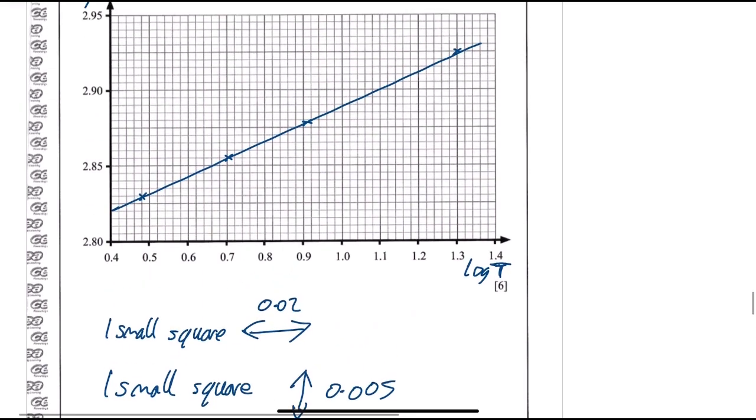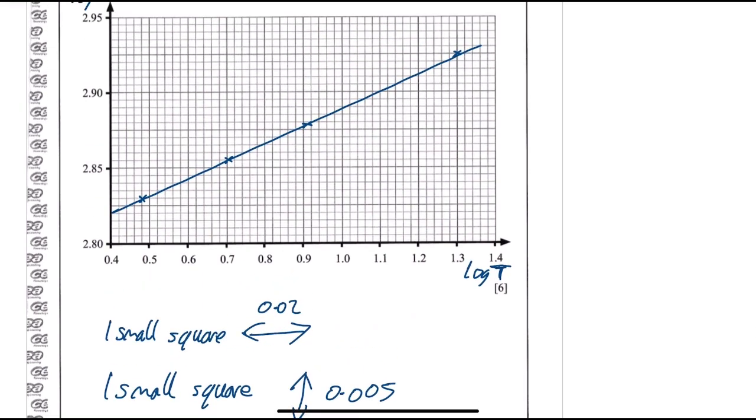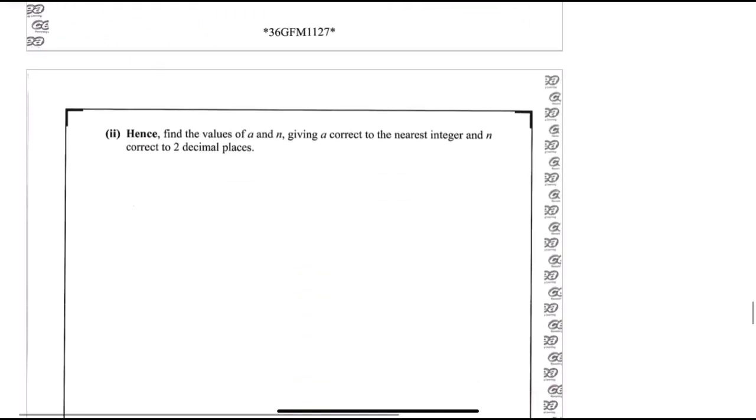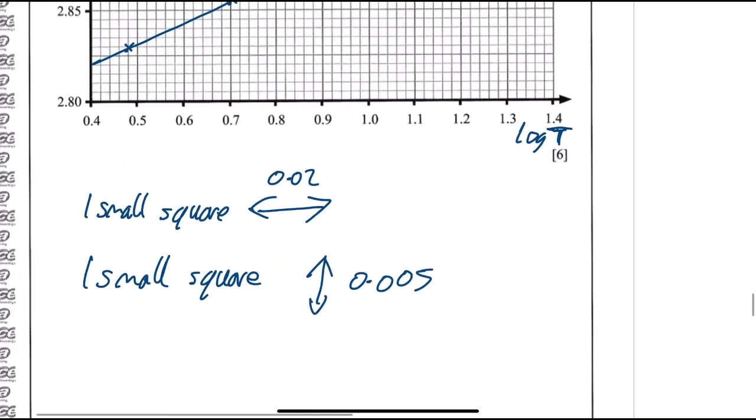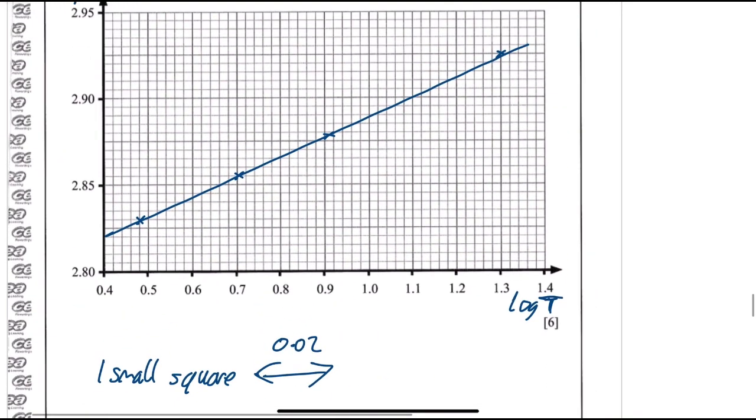Okay, right. What you're going to do, you're going to cheat. Now, from the next bit, it says, hence find the values of a and n, giving a correct to the nearest integer and n correct to 2 decimal places. If you were doing this in a graph, you would use nice values, or you can just pick points that are far away.